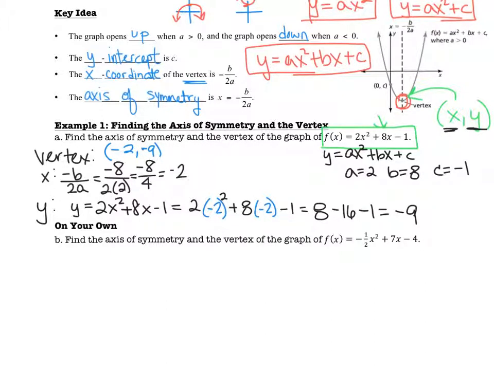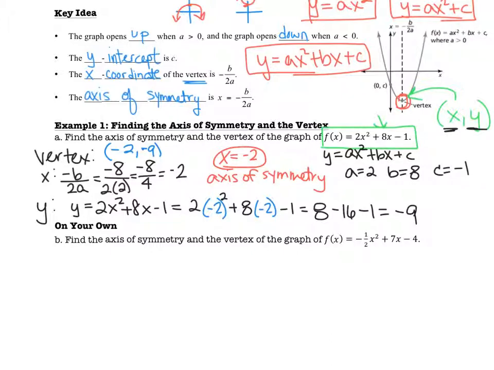Now the axis of symmetry. It says find the axis of symmetry and the vertex of this function. The axis of symmetry is just whatever your x-coordinate is, you make it x equals negative 2. And that is your axis of symmetry.